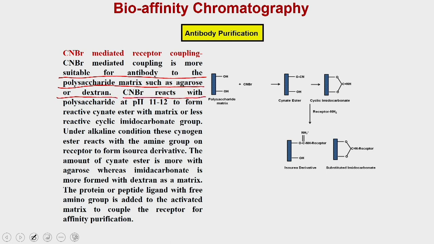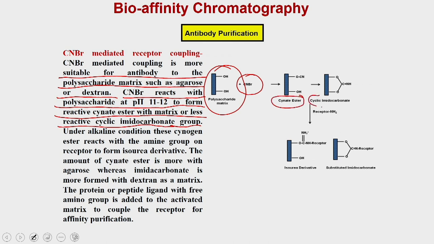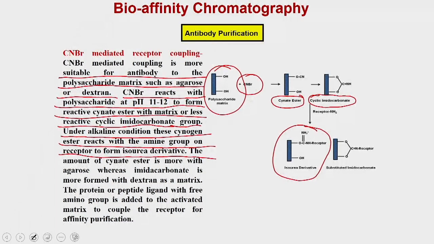CNBR reacts with the polysaccharides at pH 11 to 12 to form a reactive cyanate ester with the matrix, or a less reactive cyclic imidocarbonate group. Which means if you take cyanogen bromide and react it with the polysaccharides, it is going to generate two products, the cyanate ester and the cyclic imidocarbonate. Once you add the protein, which contains free amino groups, under alkaline conditions these cyanate esters are going to react with the amine group present on the receptor to form isourea derivatives, and that's how your protein is coupled to the beads.